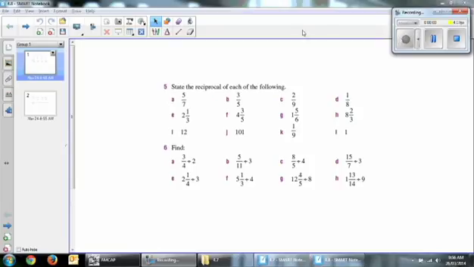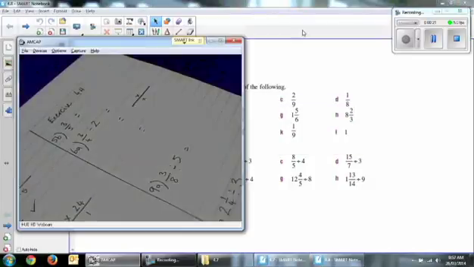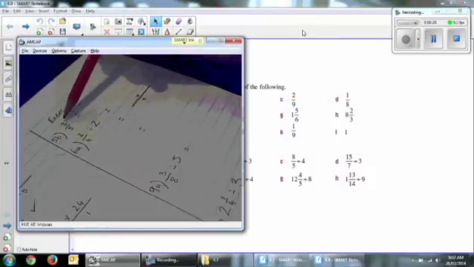Okay, division. Division is fantastic because it's pretty much exactly the same as multiplication. All you need to remember is to find the reciprocal of the number that you're dividing by. So for question 5a, it says state the reciprocal of each of the following. So it is incredibly simple. Just having a look here at question 5b, 3/5. Find the reciprocal of 3/5.